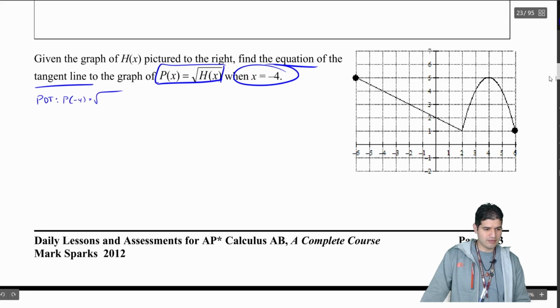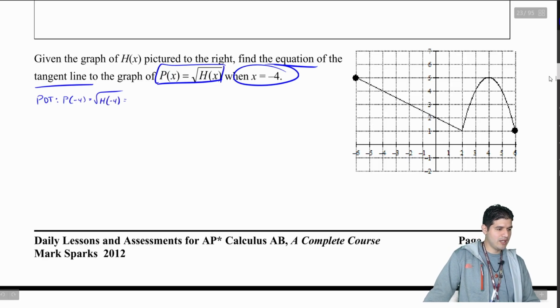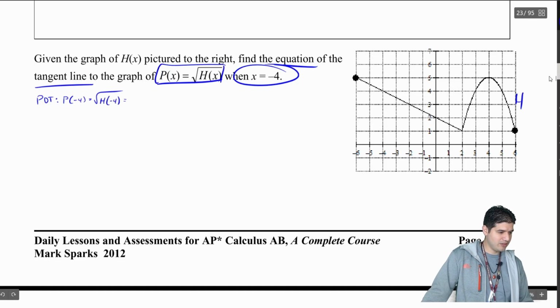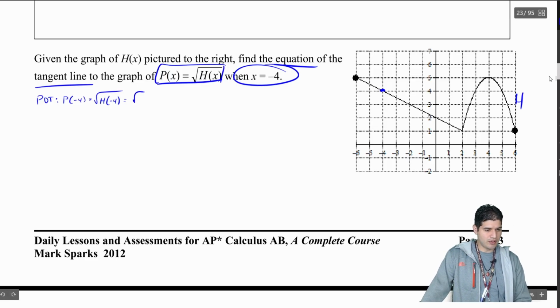And that's going to be the square root of h of -4. All right, so h of -4, remember, this is h right here, so -4 is going to be 4. So I'm going to get the square root of 4, which is 2. So that's my point of tangency. And now we need to find the slope of the tangent line.